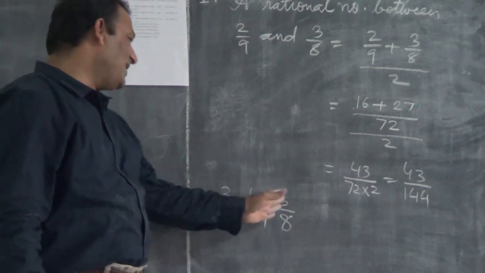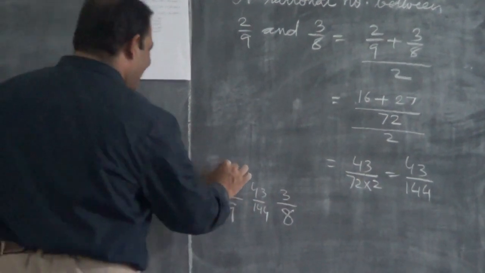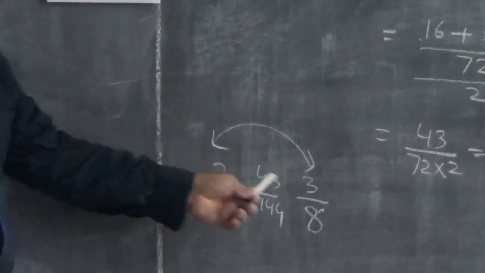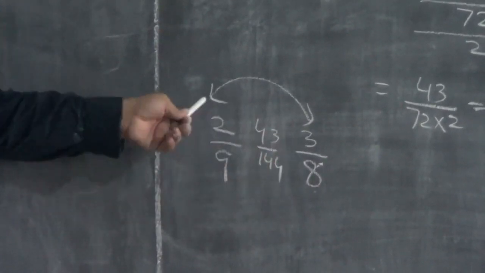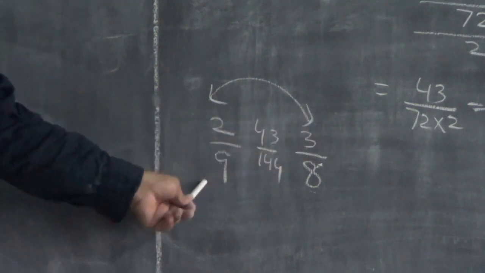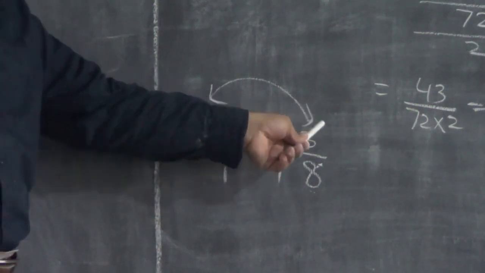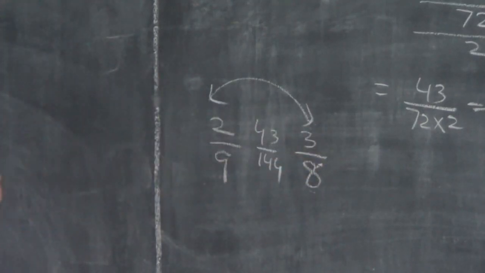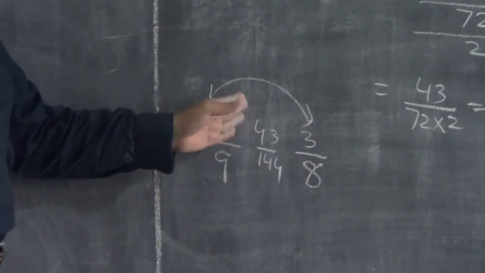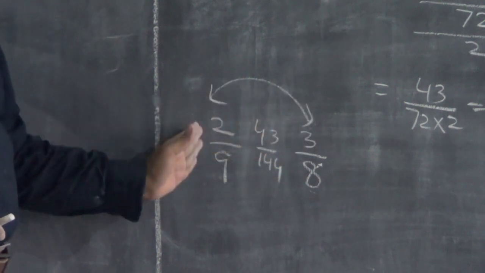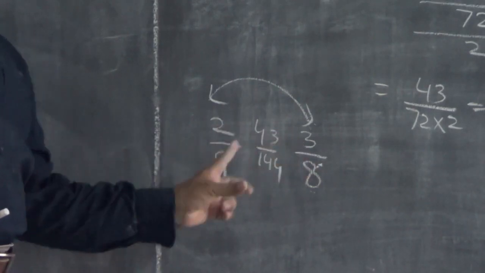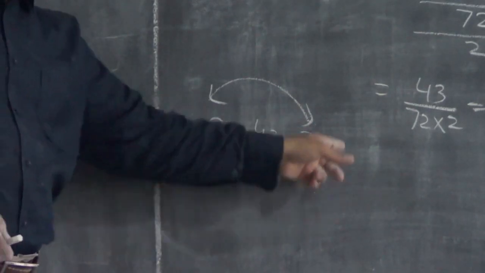But is it in ascending or descending order? Out of these two, you have to compare which is bigger and which is smaller. See here, 2 into 8, 16. 9 into 3, 27. So this 3 by 8 is bigger. This is in ascending order, smaller to bigger, because 2 into 8, 16 is smaller than 9 into 3, 27. So this fraction is bigger.